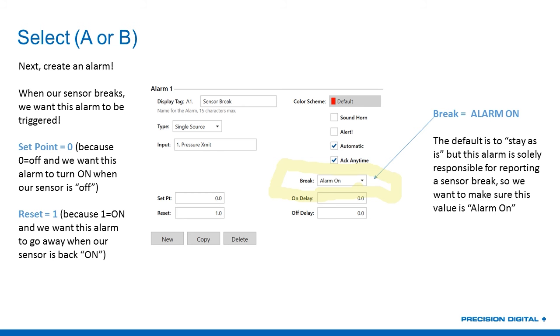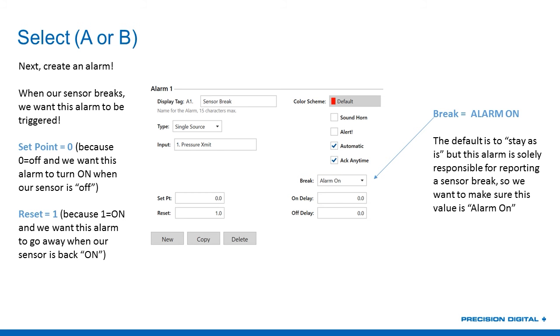I forget what the default setting is. I think it's stay as is, but you have three different options. You can either do alarm on, alarm off, or stay as is. Since we want this alarm to trigger when our sensor breaks, we want that setting to be alarm on. All right, so that's the first step.